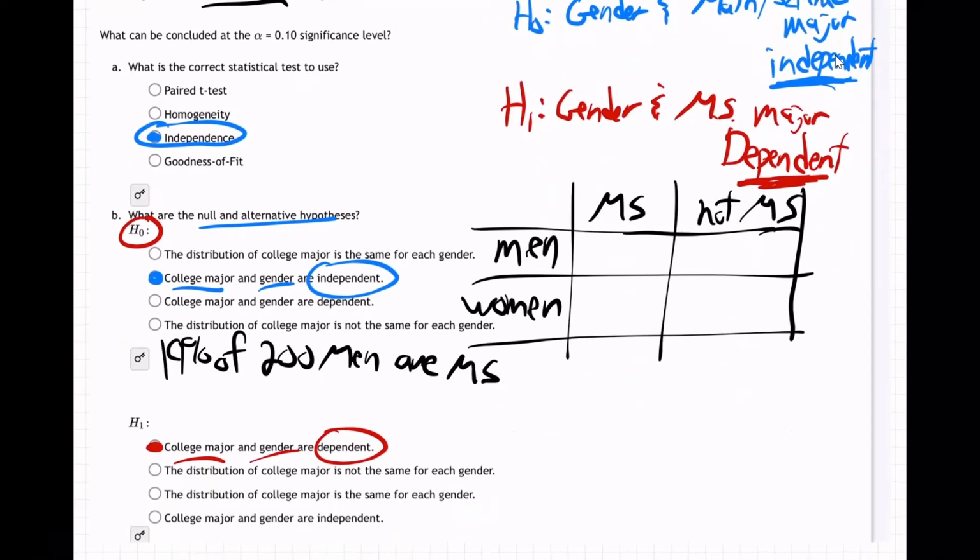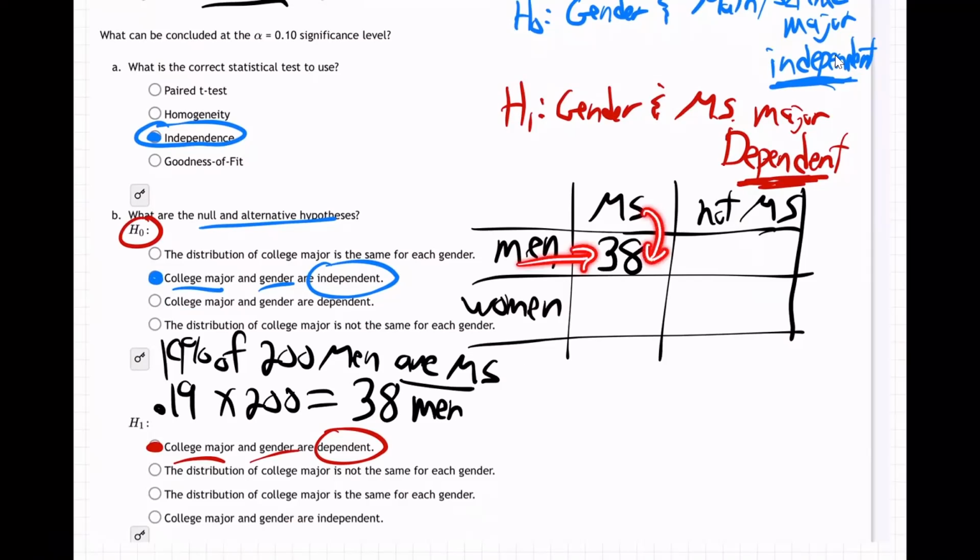So what does that mean? Well, here, let me write down below. 0.19 of is always times 200. Hit the buttons on your calculator. I think you get 38. Whoops, that was too quick, it looks like. Let me double check that. 0.19 times 200. Yeah, 38. So that means 38 men are math science. So I'm going to put that right here. 38 men, right? So that's men that are math science.